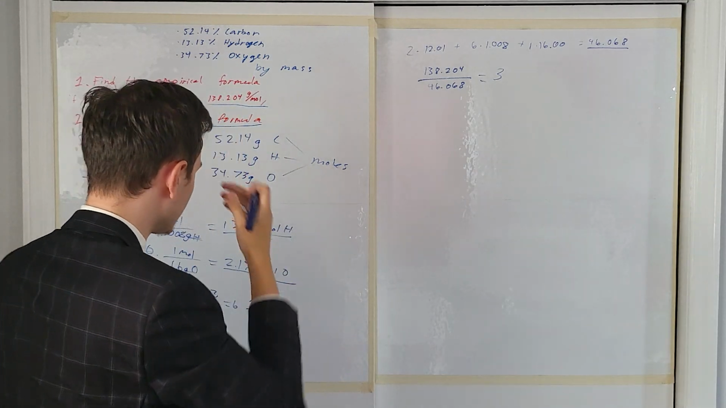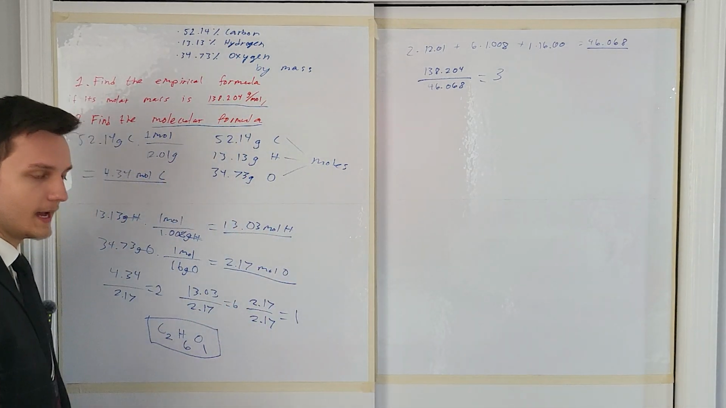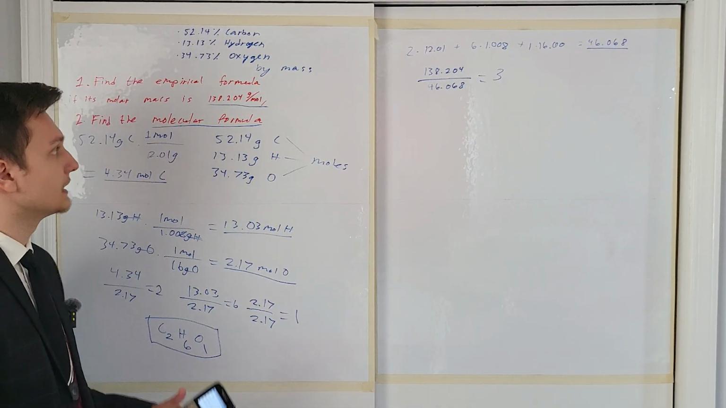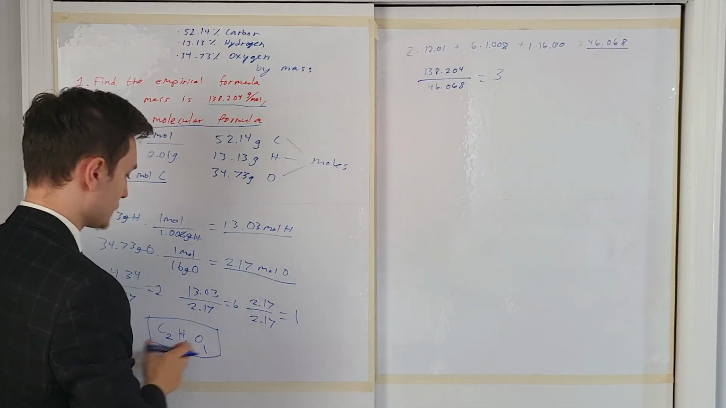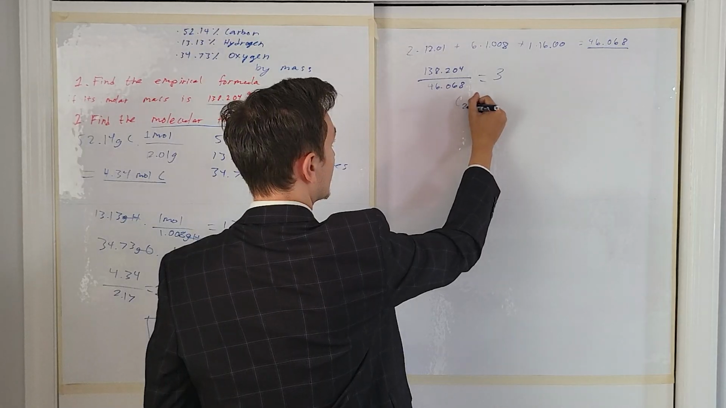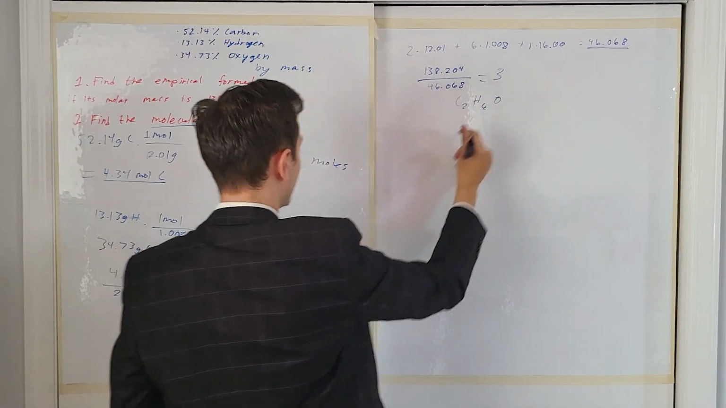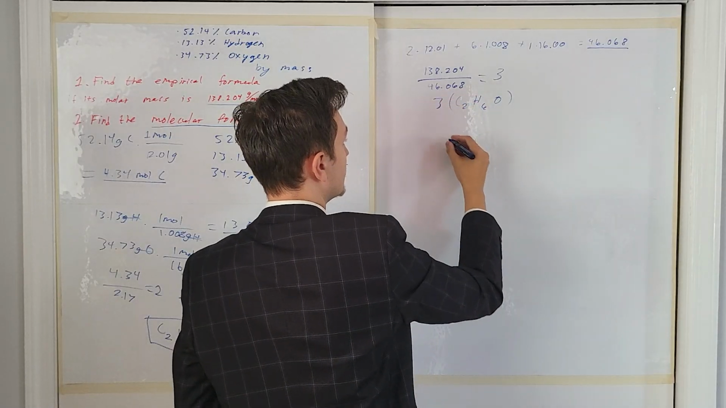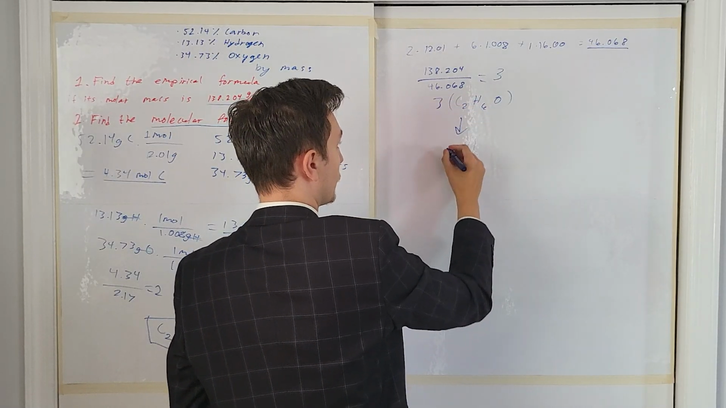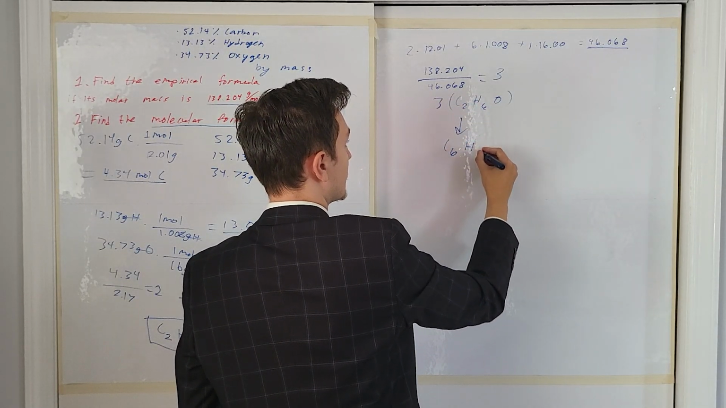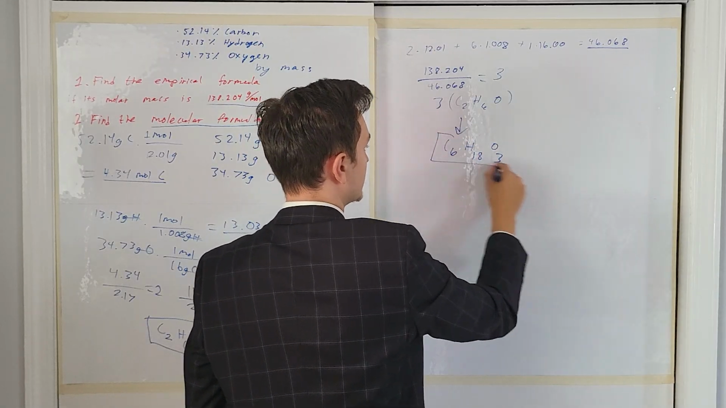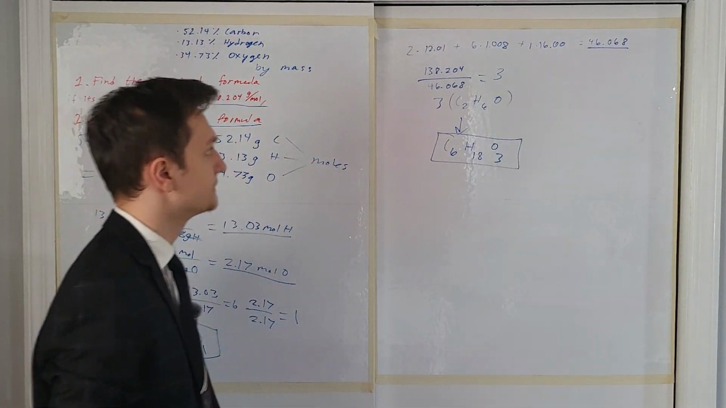So that means that this ratio of atoms, this collection of atoms, is present 3 times in my molecule, okay? So I'm going to rewrite the empirical formula up here, C2H6O, and then I'm going to multiply the whole thing by 3, and I'm going to get my molecular formula, C6H18O3. And that is my molecular formula, okay?